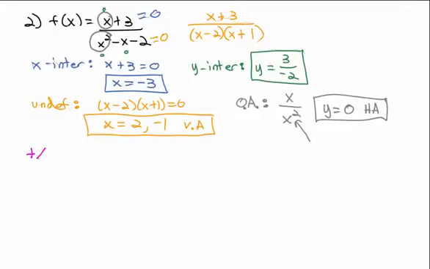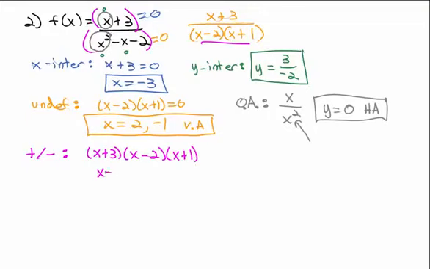Finally, the last thing to find is the positive and negative regions. Positive and negative regions are going to take the numerator times the denominator. In fact, we're going to take it in factored form because we've already found that. X plus 3, x minus 2, x plus 1. So we know the x-intercepts here are negative 3, 2, and negative 1.